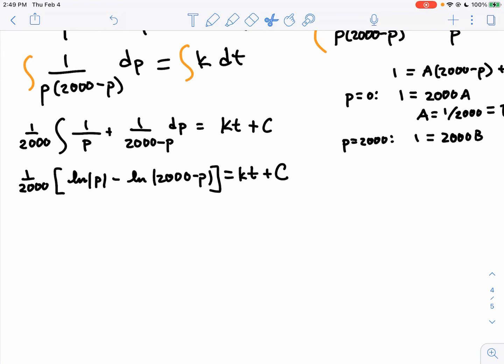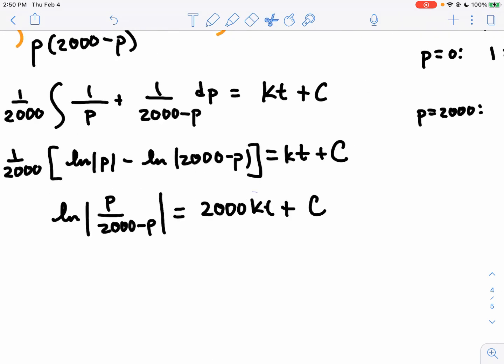And the easiest way to do this is going to be to multiply both sides by 2000, and then use a log property to combine these into 1. If you recall, if you have log A minus log B, you can write that as log of A over B. A over B is your new argument. So we're going to use that property right here and multiply the 2000 to the other side. So we have natural log of absolute P over 2000 minus P is equal to 2000kt plus, and I'm going to let the 2000 absorb into that general constant. So I'll just call that C still.